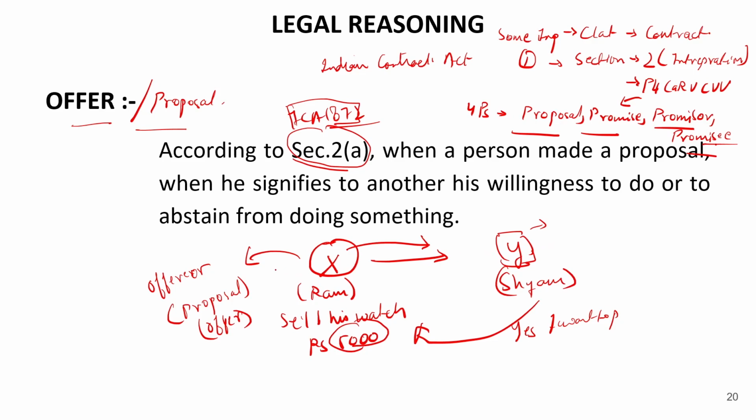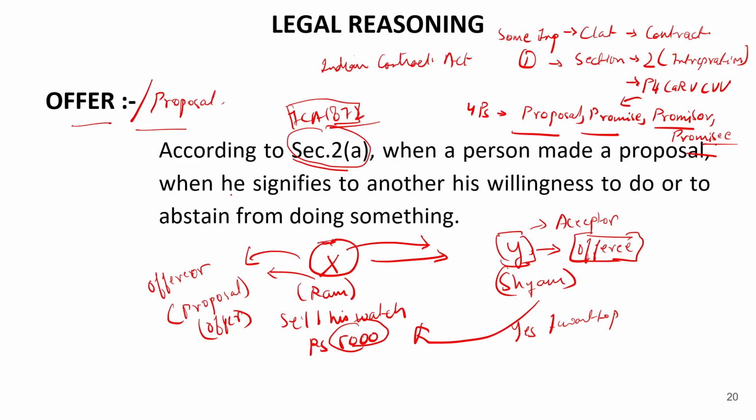Here in this particular instance, Ram will be considered as offerer and Shyam will be considered as acceptor or offeree. So the person to whom the offer has been made is known as offeree. And why do we call X the offerer?